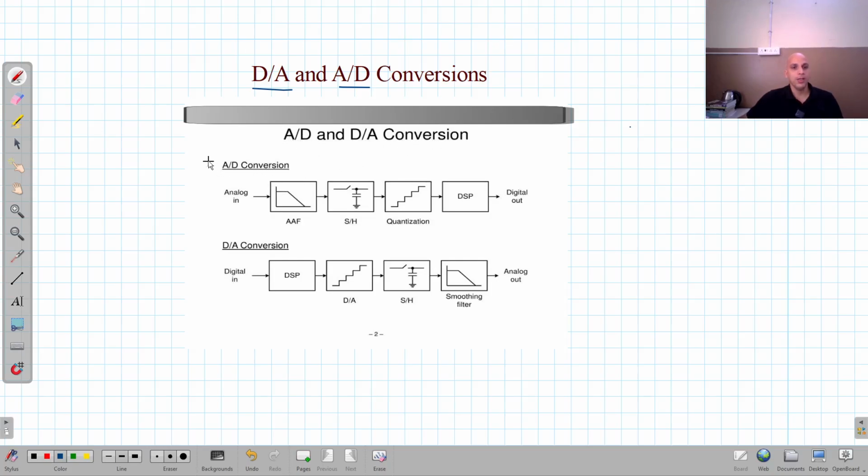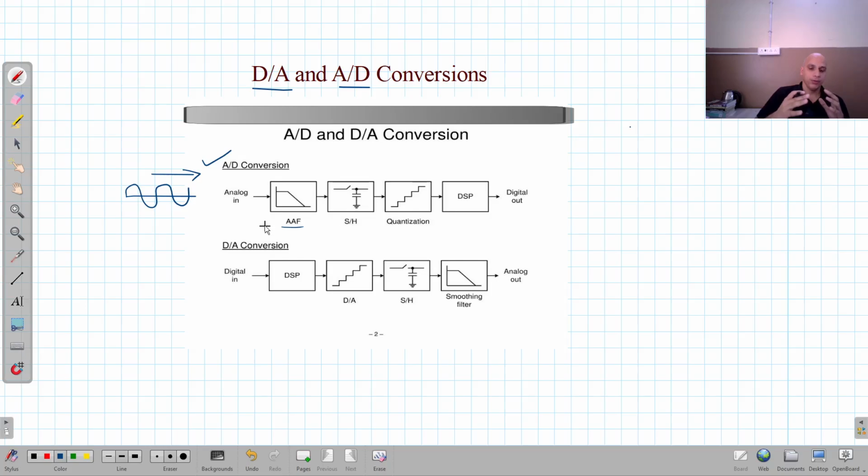You can see here in this picture the entire process of A to D and D to A conversions. As far as A to D conversion is concerned, if we have an analog signal, we know very well analog signals are continuously time varying signals, right? And this signal is applied from this side, then first of all this analog signal will be passed through an anti-aliasing filter, AAF.